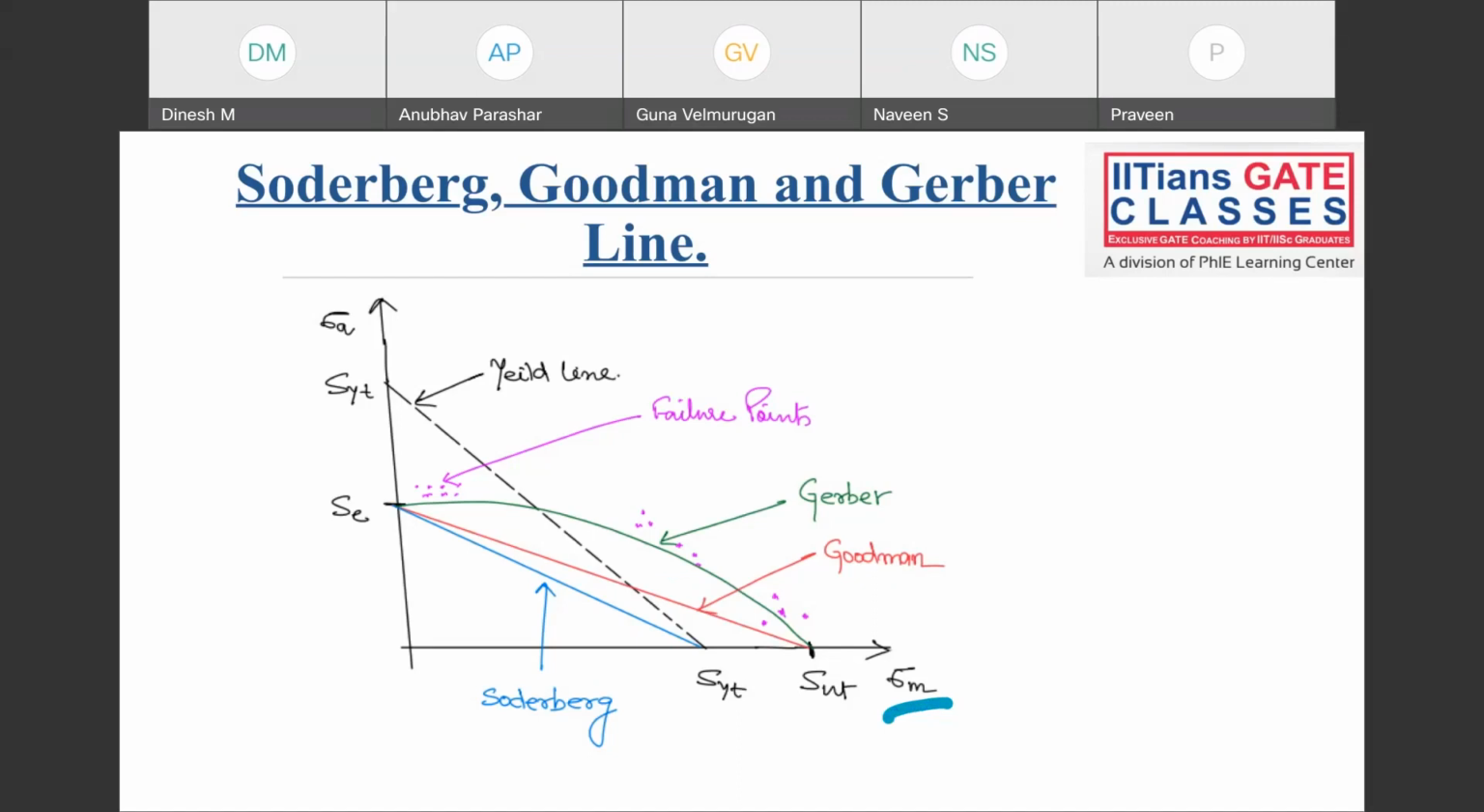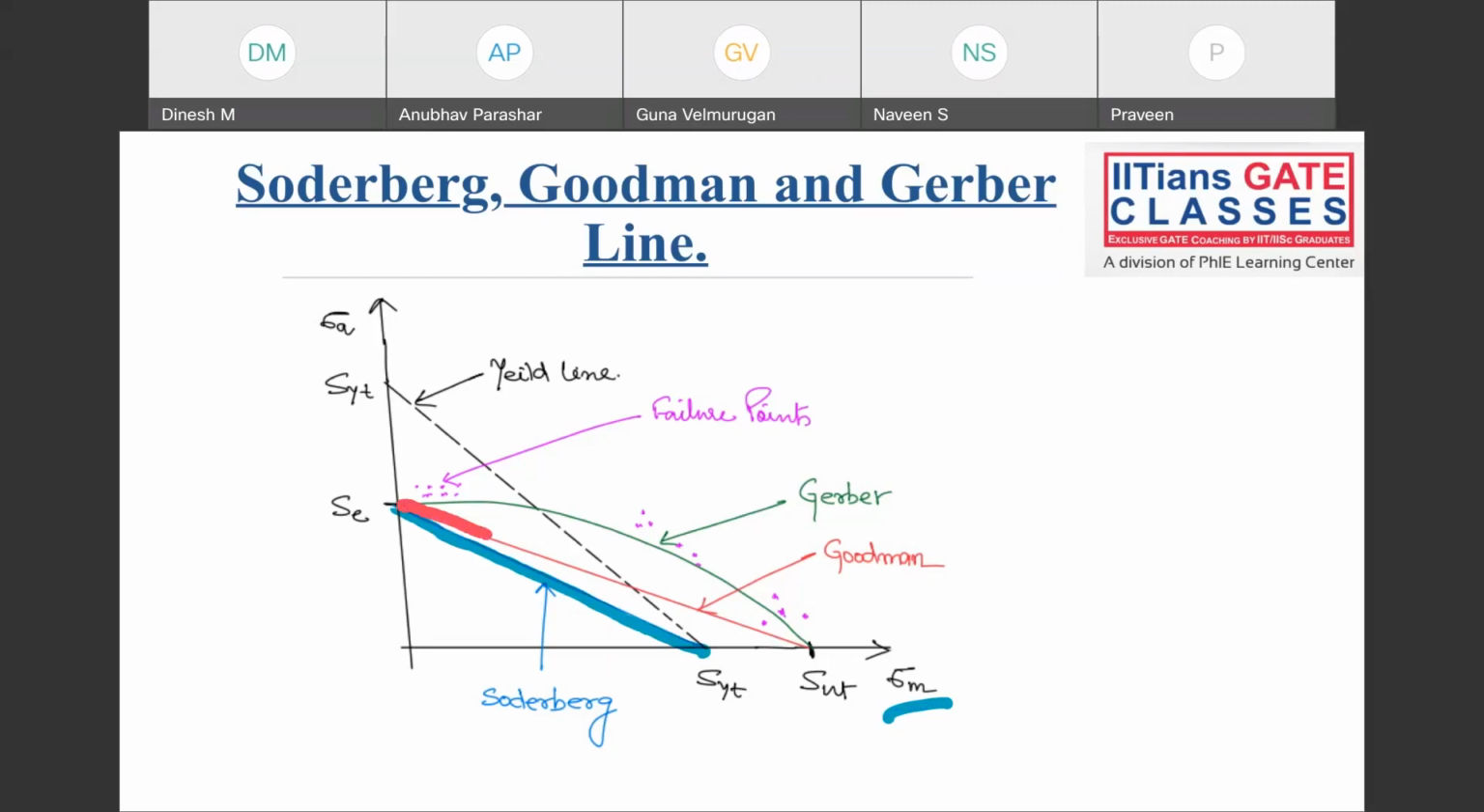Okay. Now, there are three lines that I will draw here. The first line is joining the ultimate strength and SYT. This line is known as the Soderberg line.